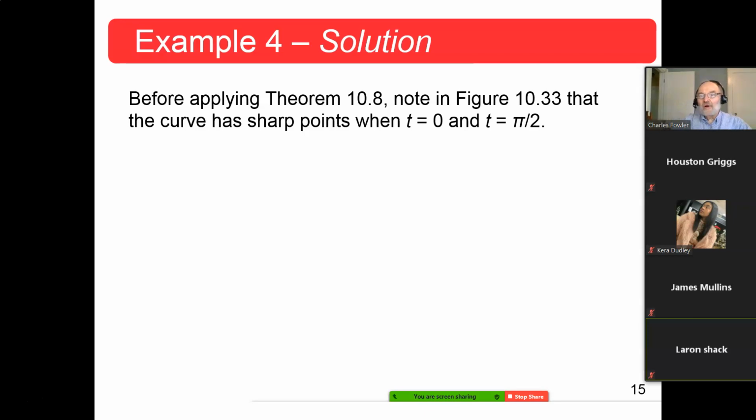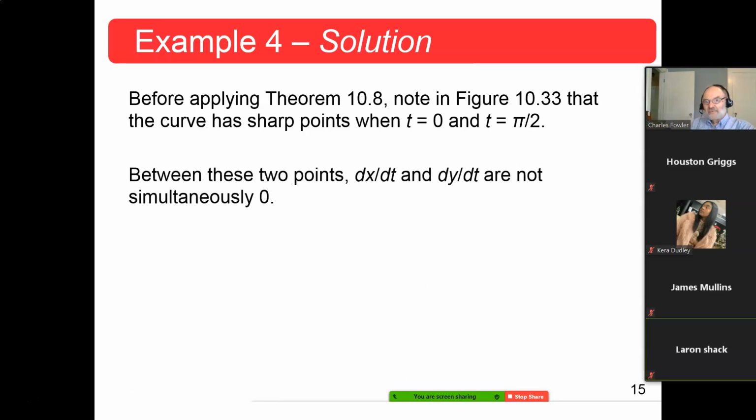Now it says, before applying theorem 10.8, note in the figure that the curve has sharp points, we often call them cusps, when t is equal to 0 and t is equal to pi halves. We already noticed that. And we saw that the arc length that you went from 0 to pi halves is repeated 4 times. Because between those 2 points, dx dt and dy dt are not simultaneously 0, but at the points they are. So we can't use that there, but we can do it between the two.